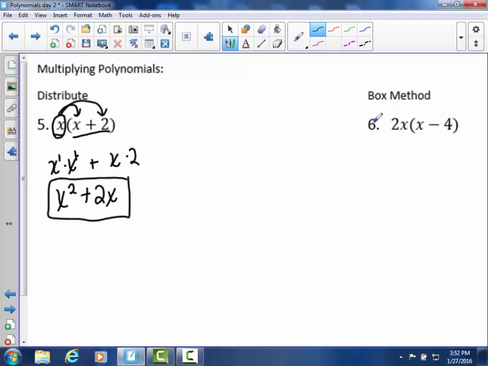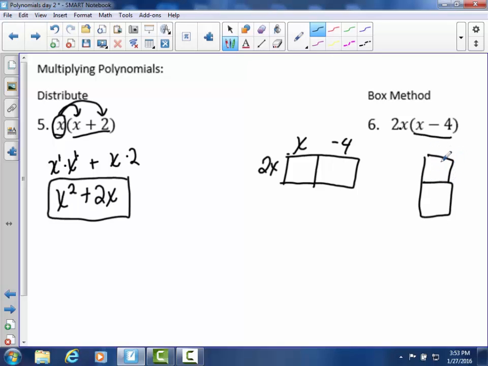Another way we can do it is what we call the box method. Okay, and what we can do is we make a box. Outside each of the boxes, we put one of the terms. Since x minus 4 is one polynomial, that goes up top, x minus 4, and then the 2x is going to go here on the side. I totally could have done it this way as well if I like. I could have had x minus 4 down the side and 2x up that way. It's totally up to you.